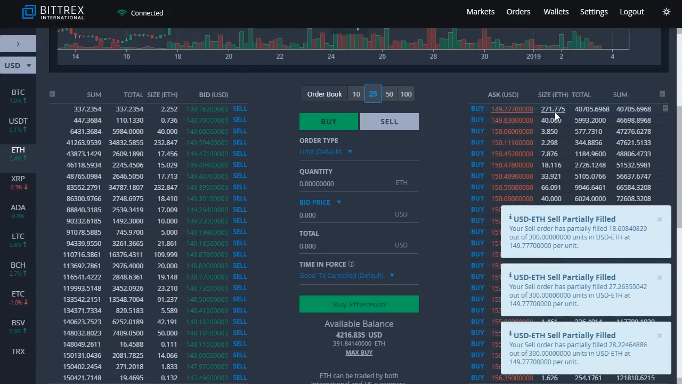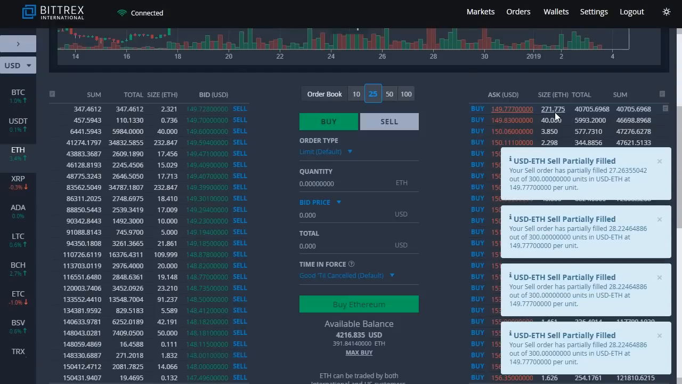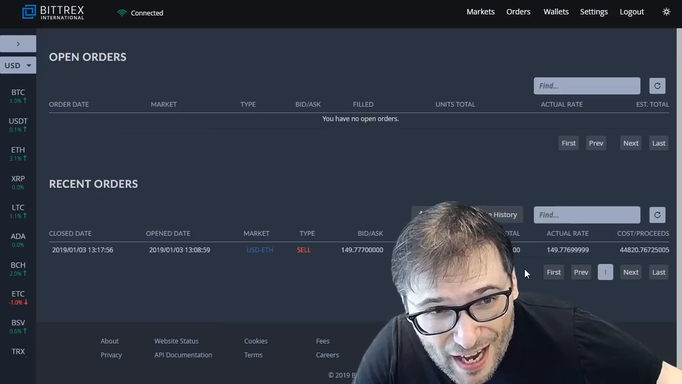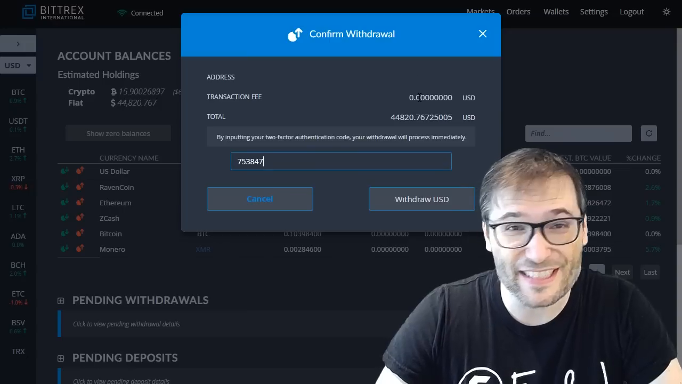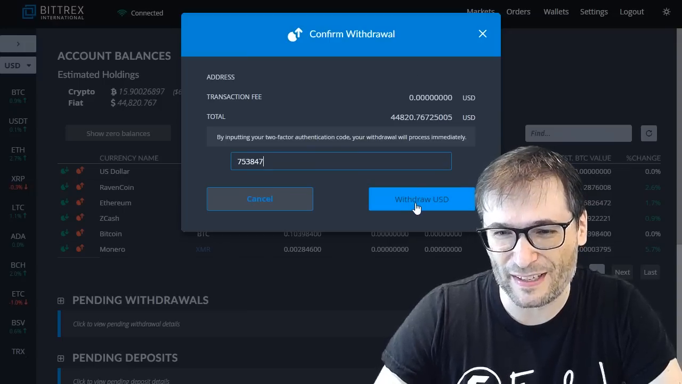274, 271. All right, people are buying my Ethereum. Woohoo! All 300 units sold for $44,820. Note the transaction fee, zero. There's no fee for withdrawing to our bank account.